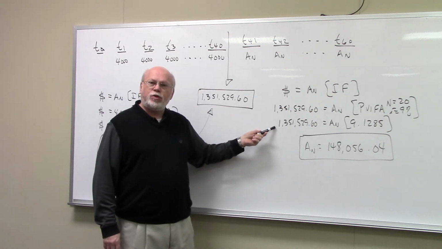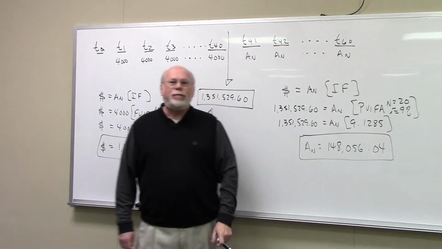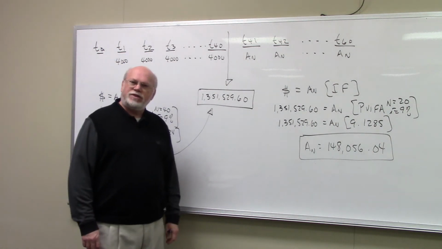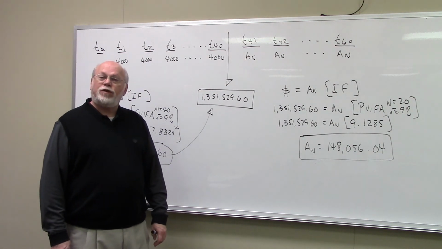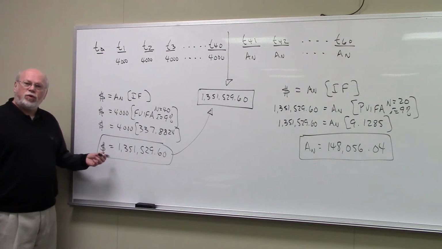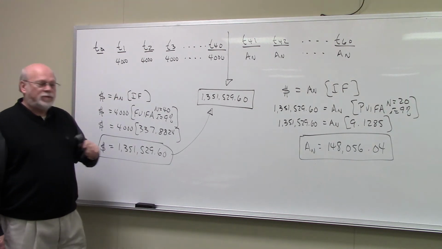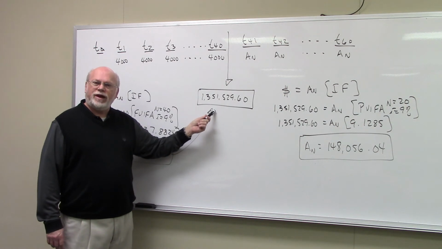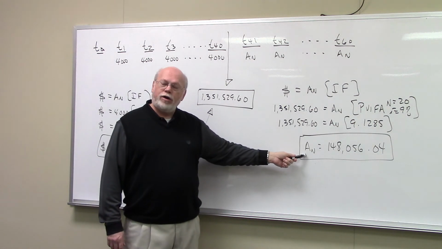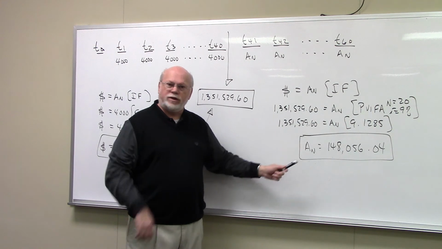So if you take $1,351,529.60 and divide it by 9.1285, you get $148,056.04. So for this couple, what would their financial planner tell them? If you save $4,000 a year for 40 years while you're working, 40 years from now you'll have $1,351,529.60. And from that account you can withdraw $148,056.04 every year for 20 years.